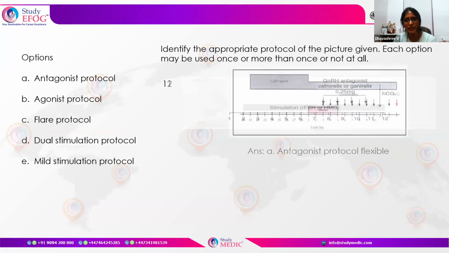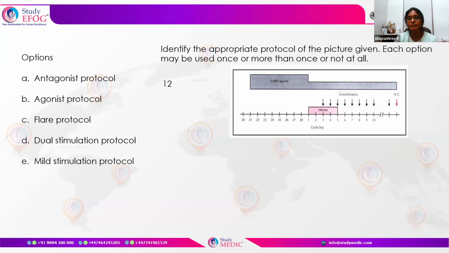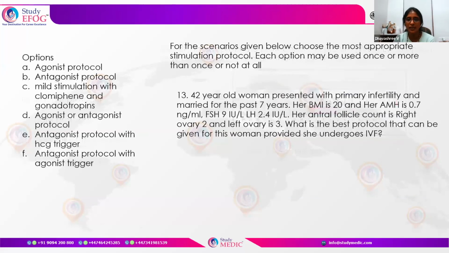Okay, so coming to the next, what is this? Here, this is cycle day 1. We have had menses, but an agonist has been started before. So this is an agonist which has been given, followed by gonadotrophin. So the suppression has been started from the previous cycle. So what is this protocol? This is a long agonist protocol. Okay, so hope this is clear with the kind of protocols. Let us look into the questions. Okay, scenarios.